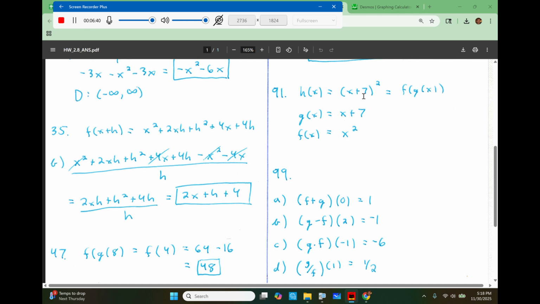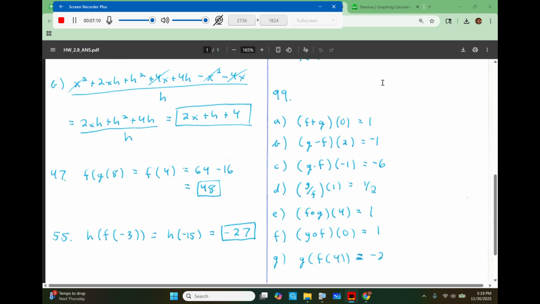There's always lots of ways to do this, but I'm looking at this inside thing, x plus 7. What if I called the inside thing x plus 7, and then the outside function is the squaring? So I call this g and this f. So if I put this in for x, I would create x plus 7 squared. That's how decomposition works. Look for an inside function inside another function. In this case, it'd be a line inside the squaring function.